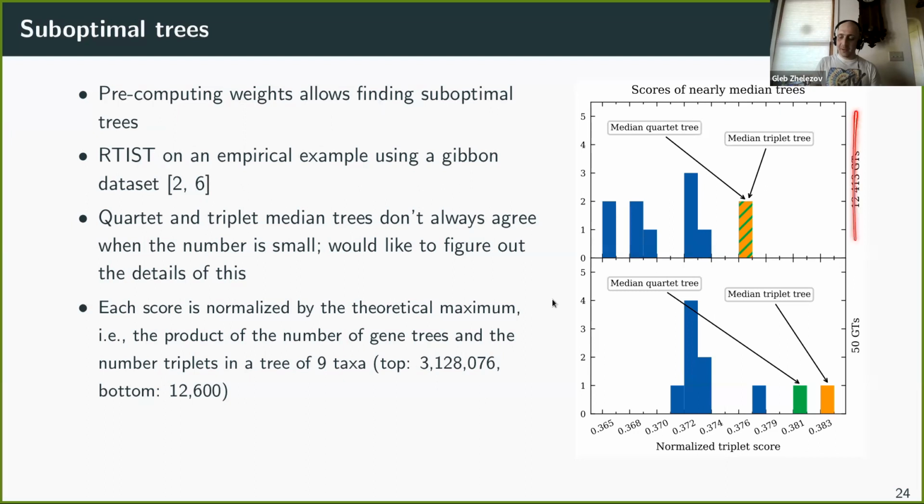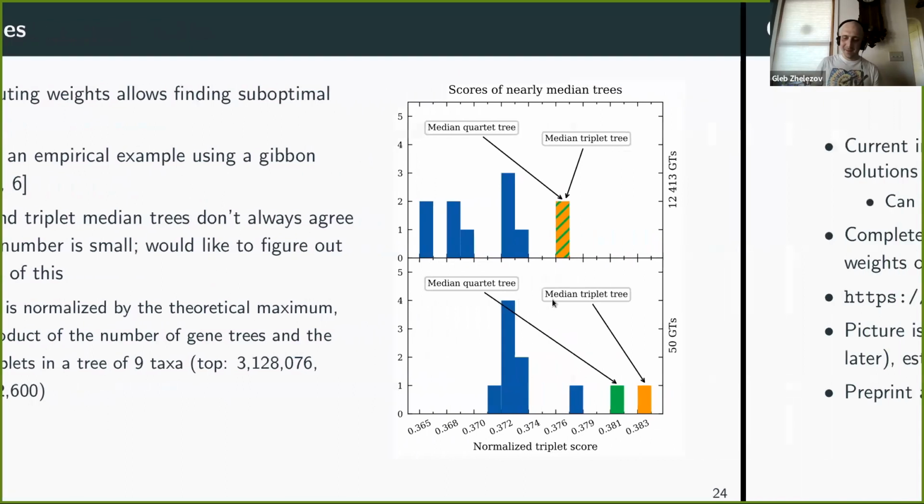So we want to analytically figure out the effects of choosing one distance over the other, especially as the number of gene trees is increased. But this is a nice feature. And to be honest, I'm not fully sure how useful it is, but it was fun to play around with.